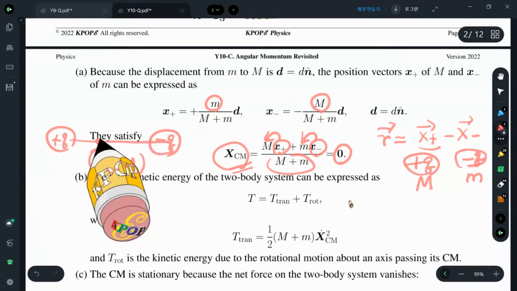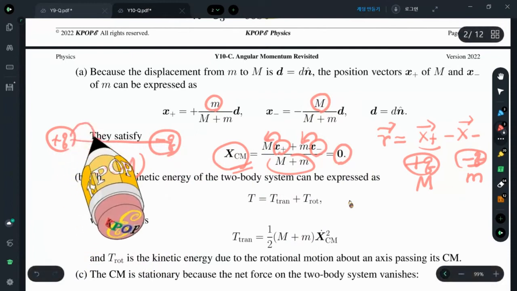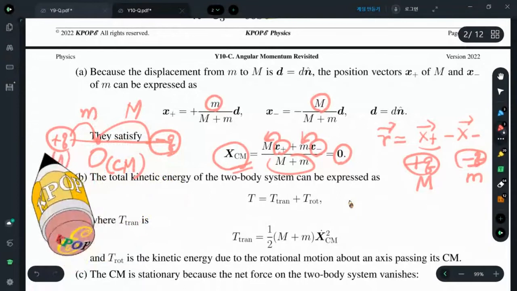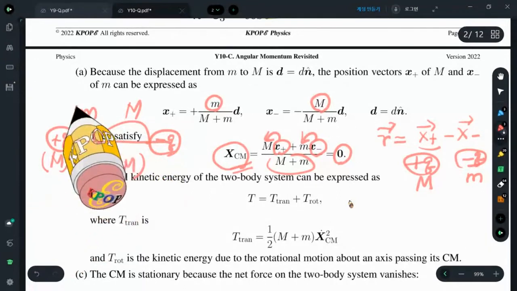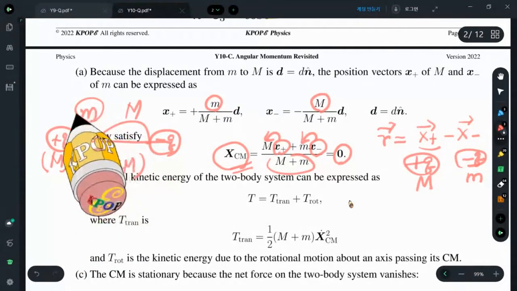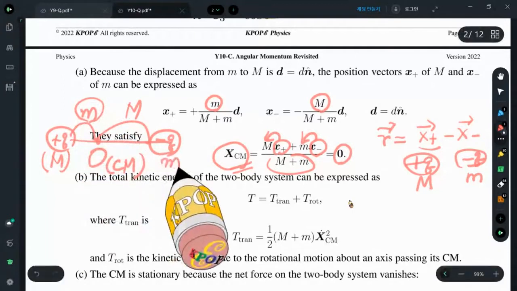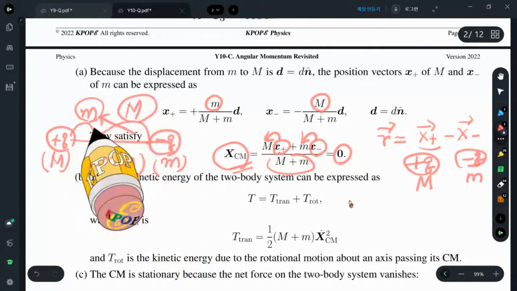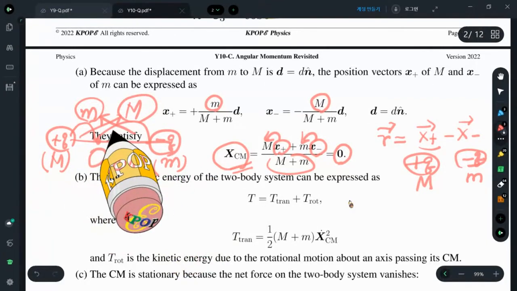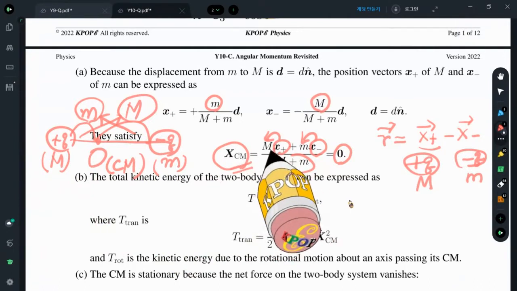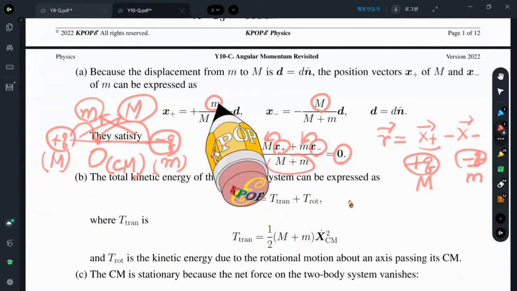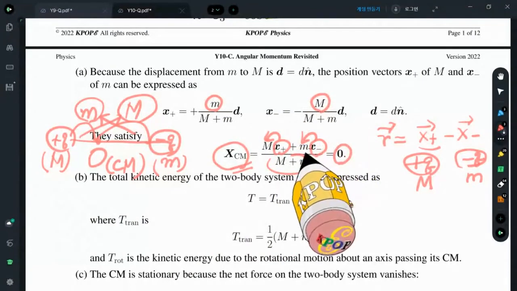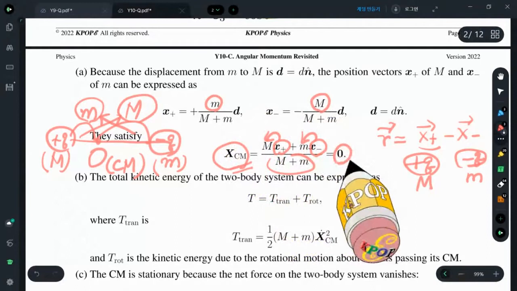CM is a point of internal division with the ratio flipped. This mass is capital M, but this distance is proportional to small m, and this mass is a small m. However, this distance, they are crossed. So it's naturally capital M multiplied by small m subtracted by capital M multiplied by small m. It is trivial to find it vanishing.